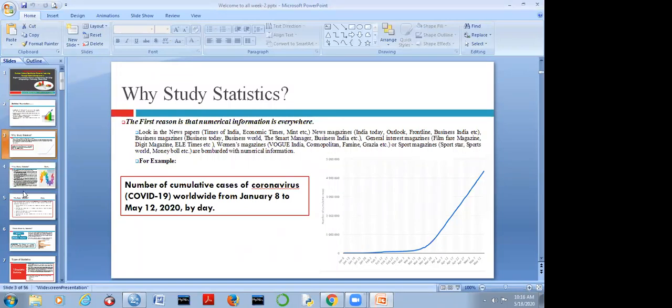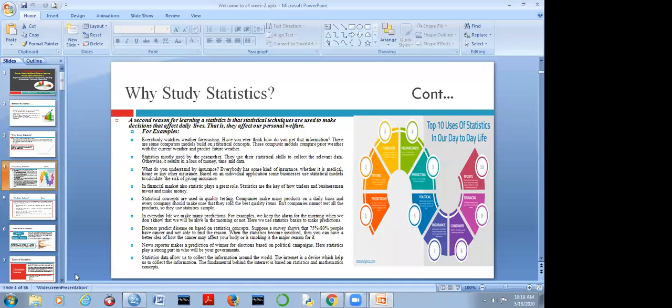Another reason why we study statistics. For your understanding, I have given some points, first reason, second reason, third reason, so you can easily understand. But these reasons do not have any sequence. You can discuss the second reason first, or the third reason first. It is up to you. There is no sequence.